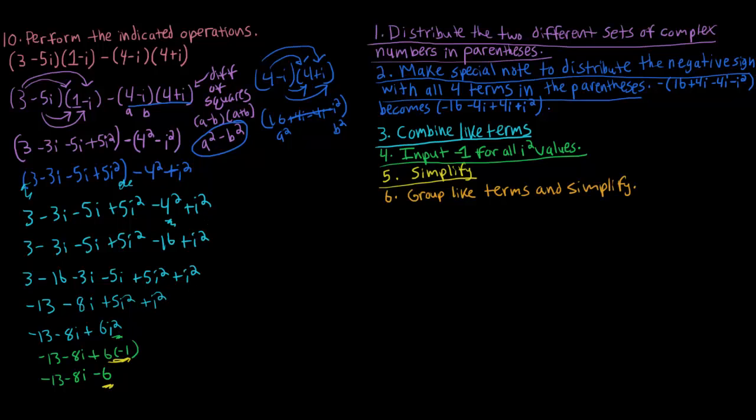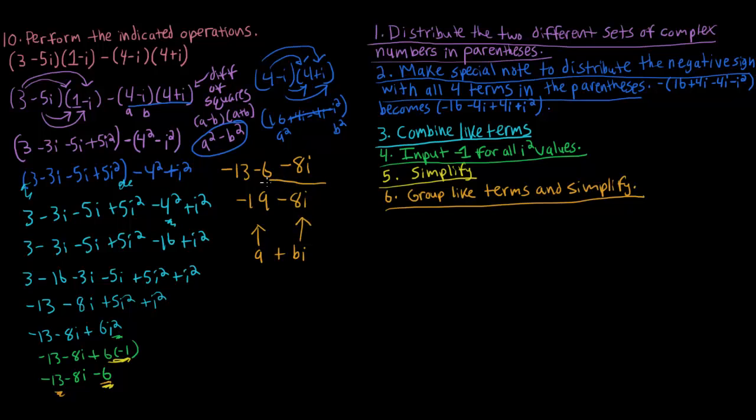And then for the last step, just group like terms and simplify. So negative 13 minus 6 would be grouping these like terms right here. And then minus 8i, so you have minus 19 minus 8i, and this right here is in the standard form of a complex number, which is a plus bi. So your answer is negative 19 minus 8i.